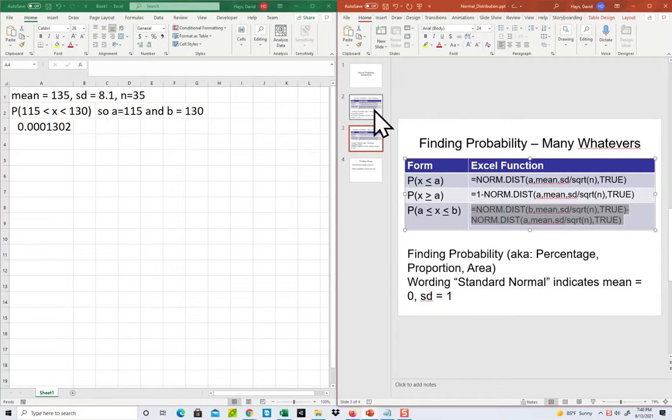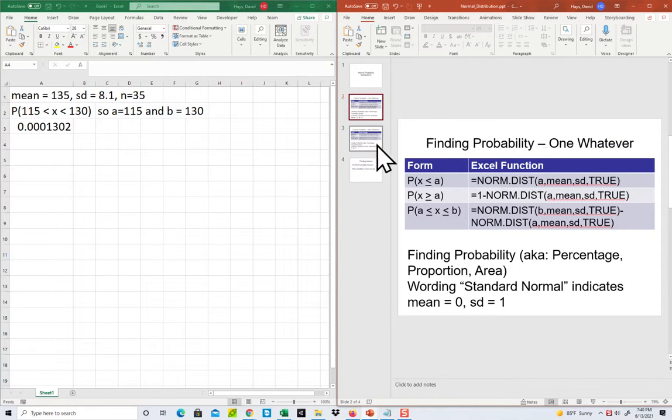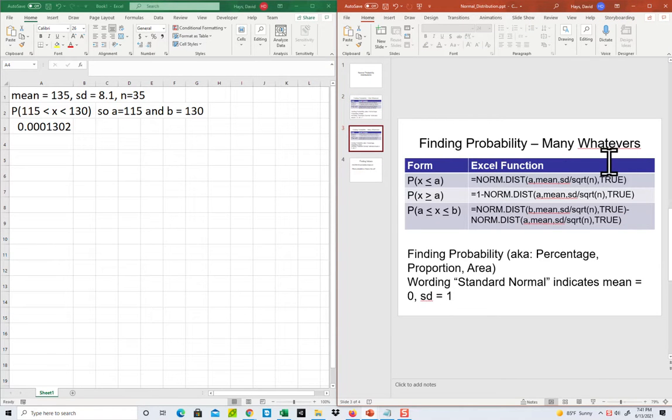So the question becomes, are we talking about one whatever, one trip? Are we talking about many whatevers, many trips? We're talking about many trips. We're talking about 40 of them, to be specific. So we're going to use these functions here.